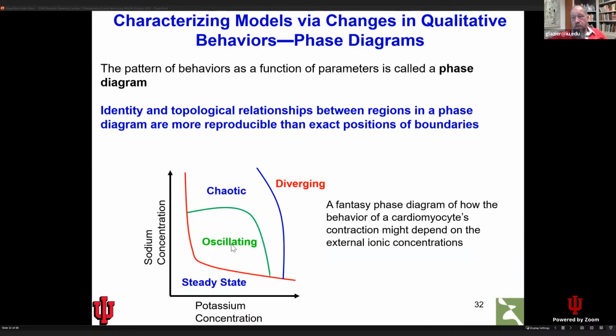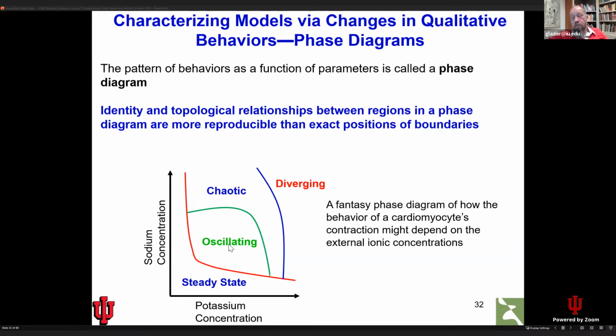Now, I have a potassium level that's giving me oscillations. I somehow increase the amount of sodium in my environment too much, and I go from an oscillating to a chaotic state. I start having fibrillation. Well, that's not good. So this represents too much sodium in the system causing a pathological change in the behavior.